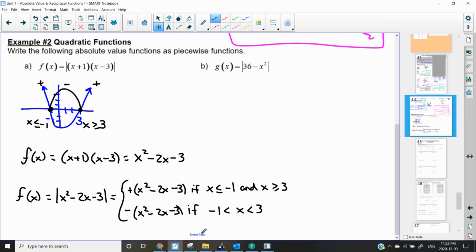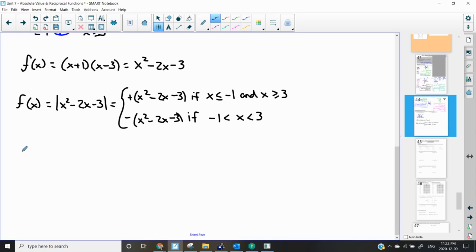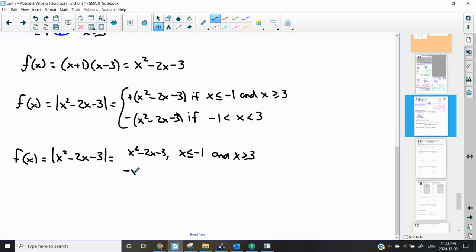Now, simplifying that down, we would have f of x equals the absolute value of x squared minus 2x minus 3, such that x squared minus 2x minus 3, when x is less than or equal to -1 and x is greater than or equal to 3, and then the function negative x squared plus 2x plus 3 when x is greater than -1 and less than 3.